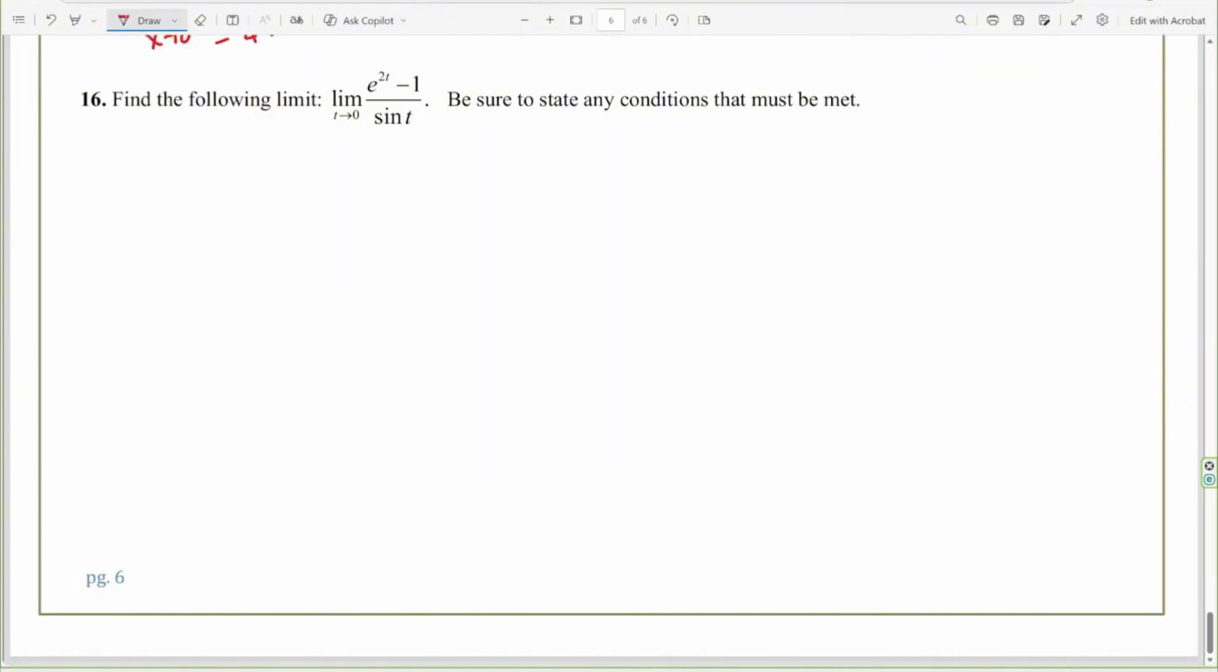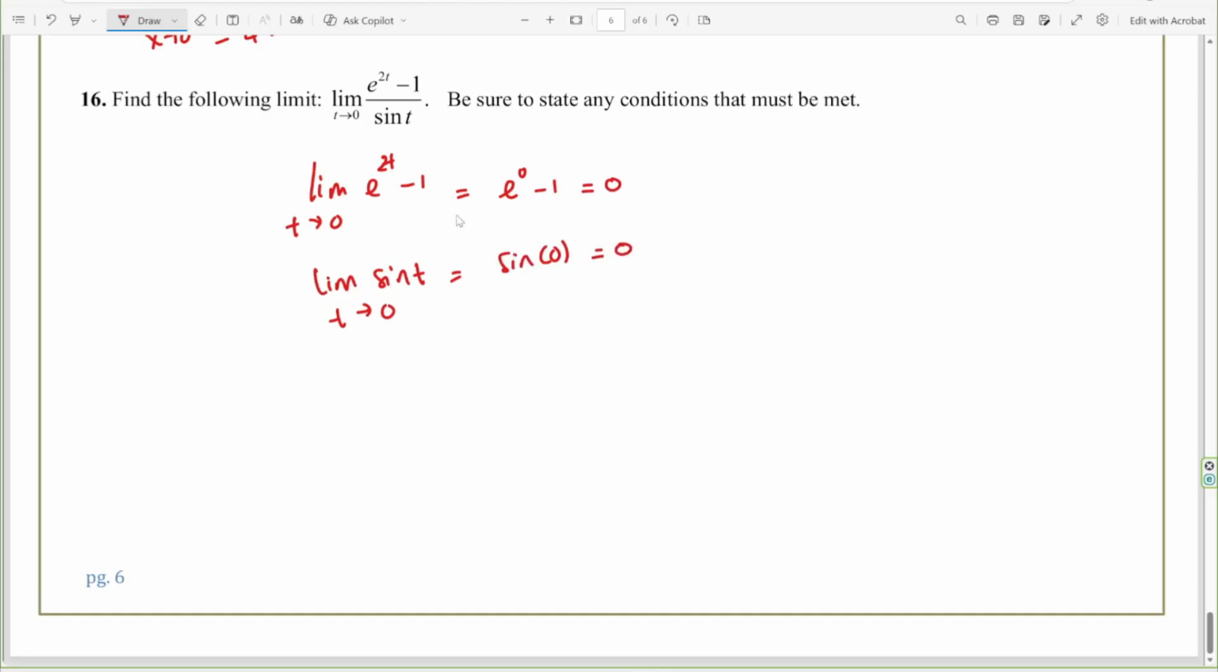Now let's move on to the last one. Find the following limit. Limit of e to the 2t minus 1 over sine t when t approaches 0. Alright, so find the limit on the top, right? e to the 2t minus 1 when t approaches 0. It's going to be e to the 0 minus 1 equals 0. Limit of sine t when t approaches 0, sine of 0 equals 0. So this one is the indeterminate form, right? So we need to use the L'Hospital rule, right? So we need to say L'Hospital rule applies.